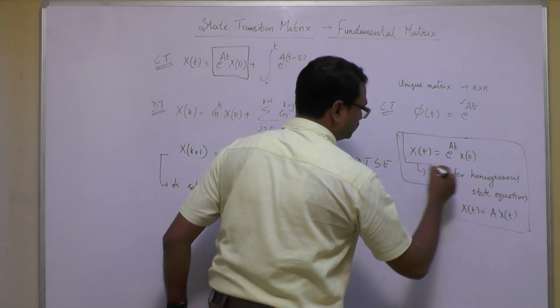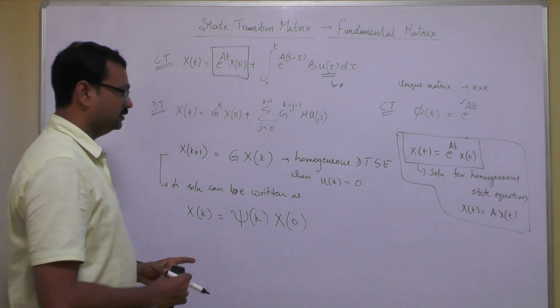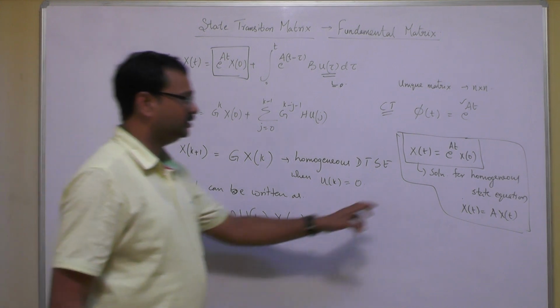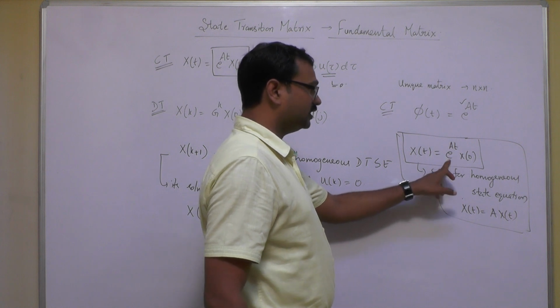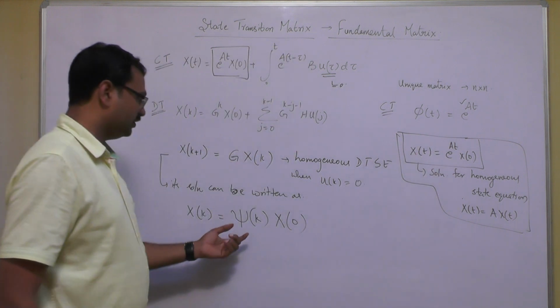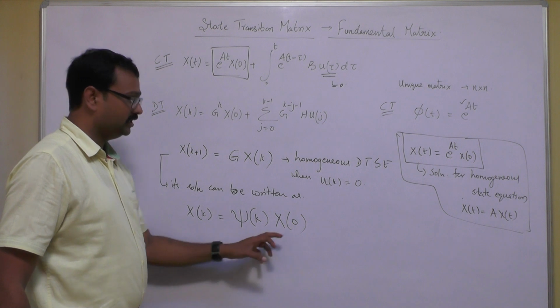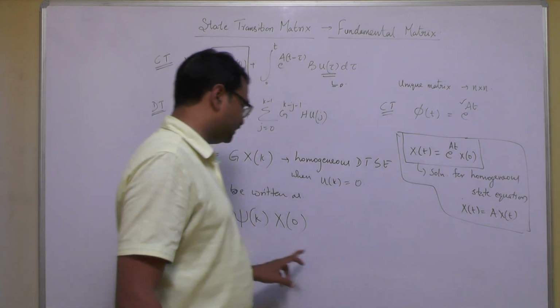X of t is equal to e power at into x of 0, where e power at is the state transition matrix in the continuous time domain. That is also a matrix. Therefore, we have considered psi of k into x of 0, where x of 0 is as it is.